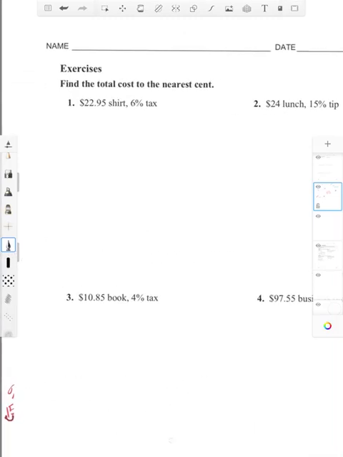I always like to write down percent. Do I not have a pen up? There we go. Percent of a number. It kind of gives me a good starting point to know what I need to do. So it's telling us to find the total cost to the nearest cent. Since we're finding the total cost, that means after we find the tax, we're going to have to add it back on to what that original price was.